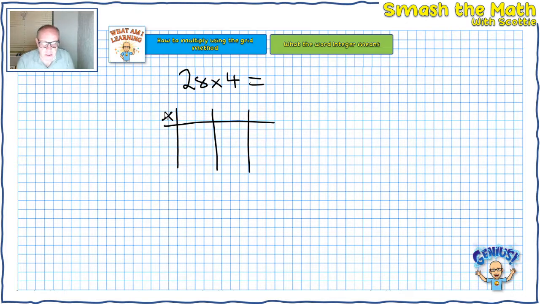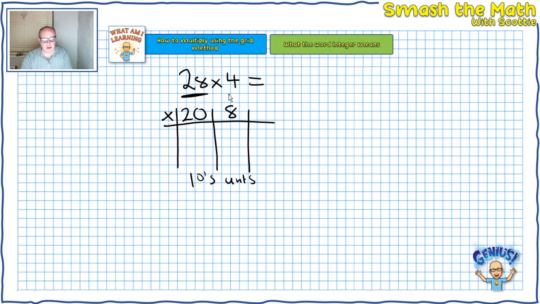Okay, so we're going to draw our grid. We're going to put our little multiplication sign there. That's just to remind us that we're multiplying, and I'll talk a bit about more of that in a minute. And what we're going to do is split this up into units. So we're going to take our 28 first. We've got 20 or two tens. This is my tens column here, tens, and then I've got my units column here in my grid. So I've got 20 and 8. Okay, so two lots of 10 and 8 units.